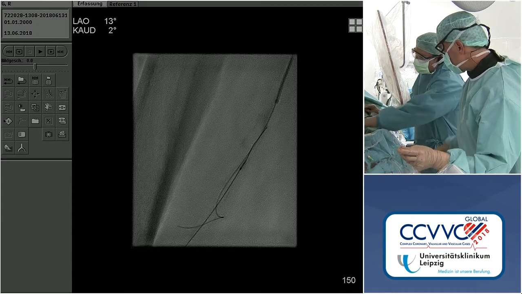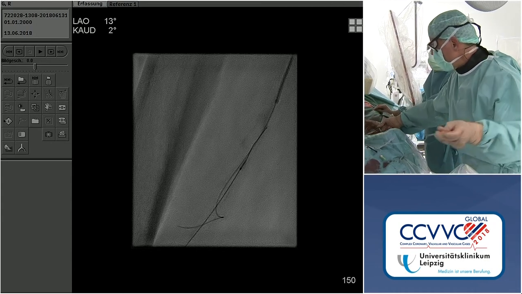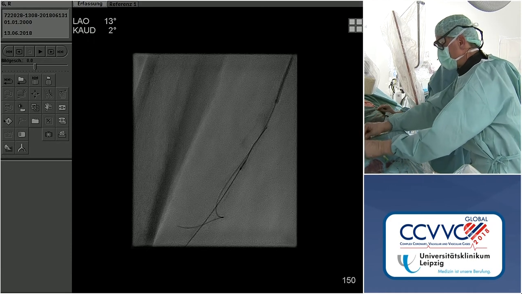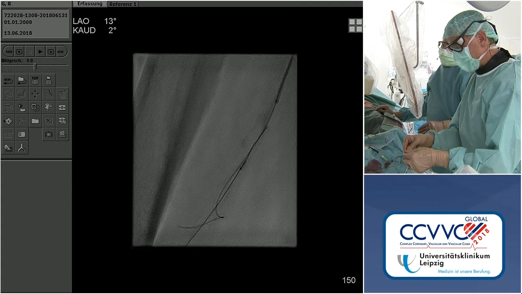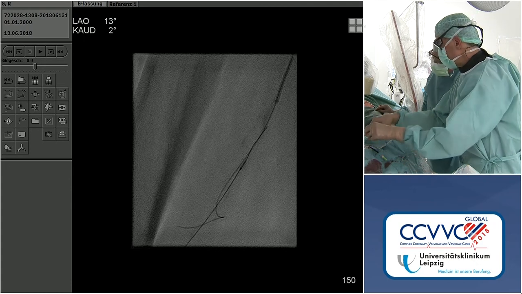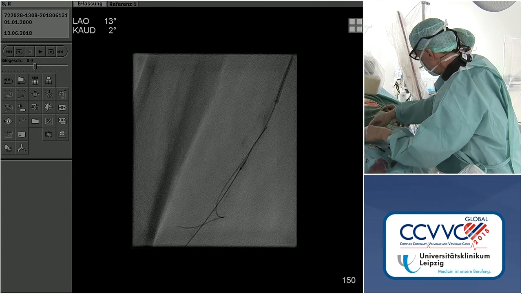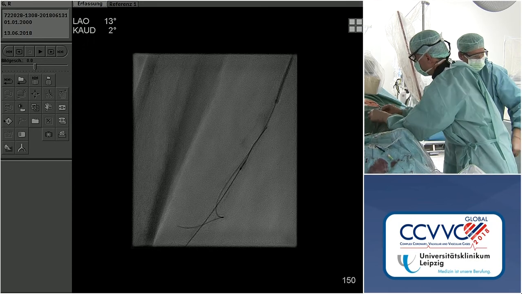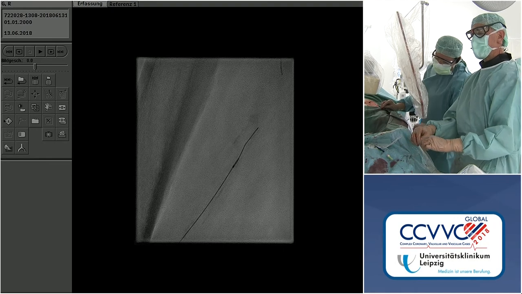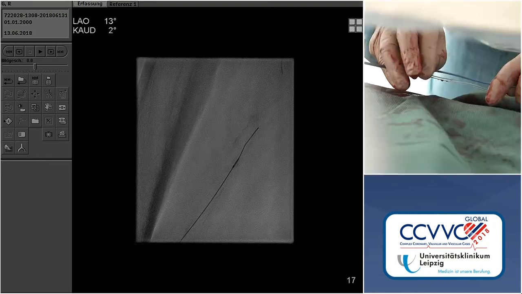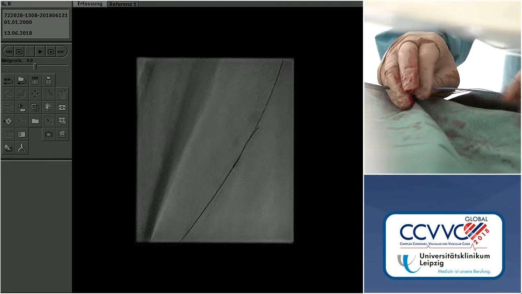So now what are you planning to do, André? Yeah, we changed now to a 6 French guiding catheter because this jumping of that catheter with every heartbeat just makes it impossible. So we just take a bigger lumen catheter in. Next one.